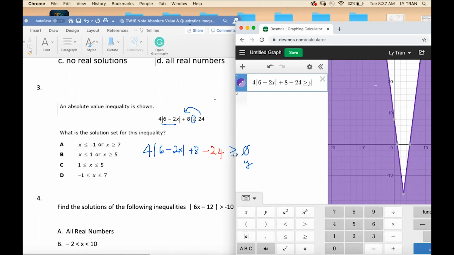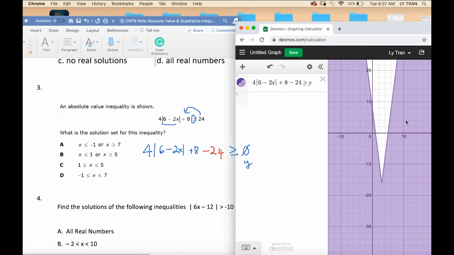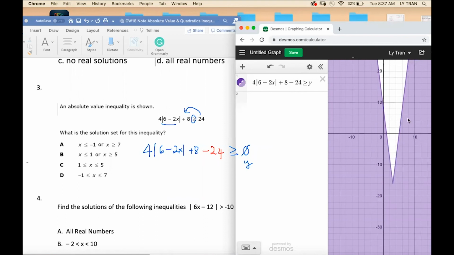This is a solid line, so you see the equal sign underneath. Again, it's really about where it crosses the x-axis. Does the shading cross through the x-axis? Yes, it does. So click on the point to find the special numbers. That is 1 and 5.